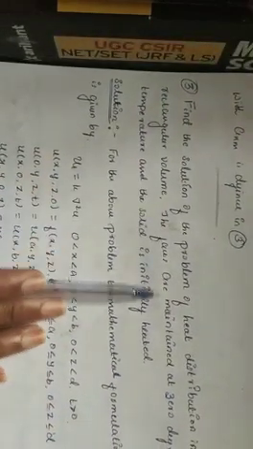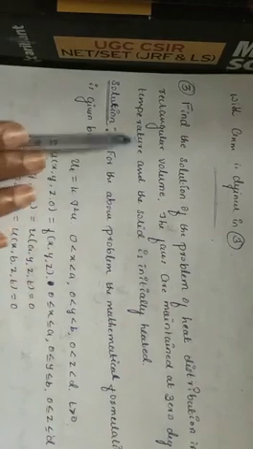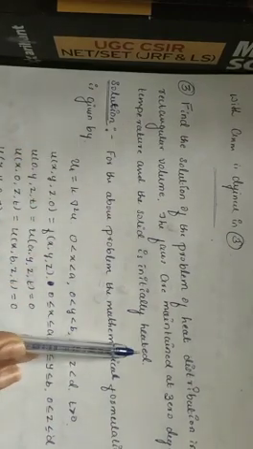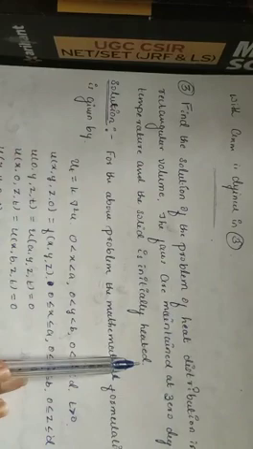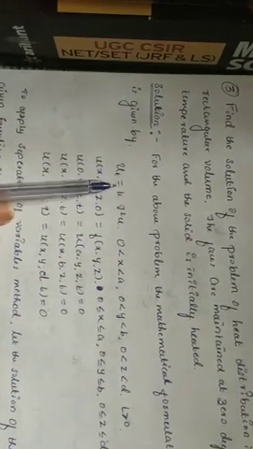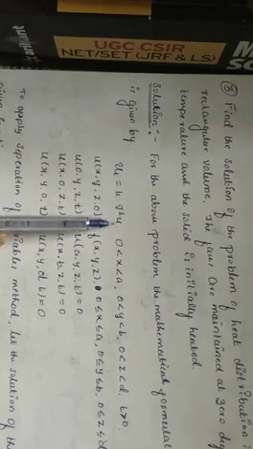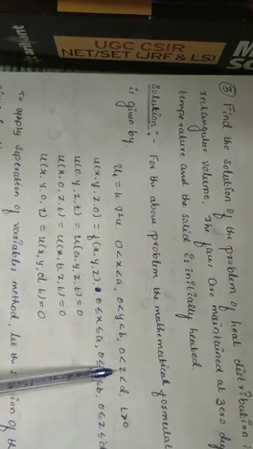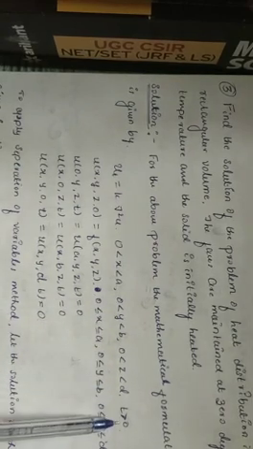Look here, what problem they have given: find the solution of the problem of heat distribution in a rectangular volume, the faces are maintained at 0 degree temperature and the solid is initially heated. Okay, so mathematically how will you consider this? Look here. For the above problem, the mathematical formulation is given by derivative of u with respect to t equals k into del square into u. Here x lies between 0 to a, y lies between 0 to b, and z lies between 0 to d and t greater than 0.